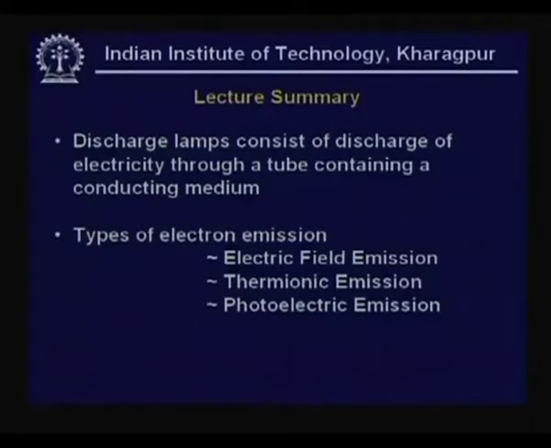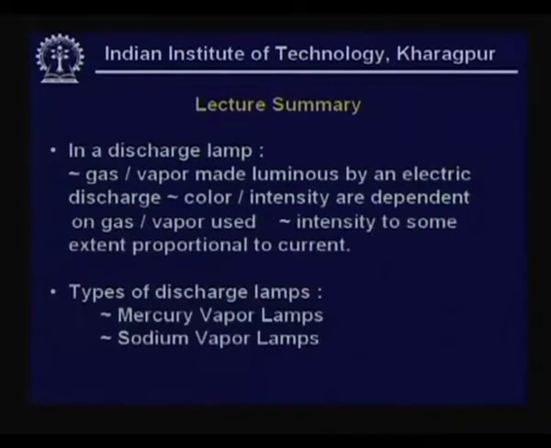Now, types of electron emission, as already told, could be electric field emission, or the cold cathode emission, which calls for application of a higher field; thermionic emission by heating, with a filament or a heater which heats the cathode; and photoelectric emission by striking light on top of the cathode. In a discharge lamp, the gas or vapor becomes luminous, and we have already seen that the color or intensity depends on the gas or vapor used.